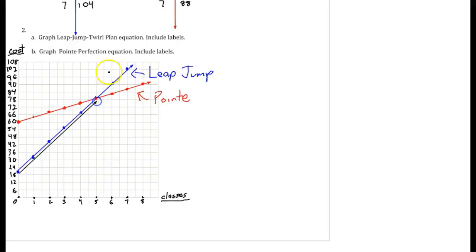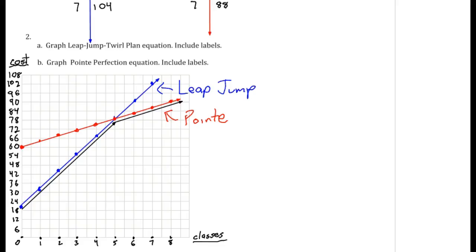Okay, so with all that information, you're really looking right here, right? That's what's cheaper, that's what's better. And then when you get to here, this is the part that's cheaper. So this is the part you would want to look at and see, yeah, Leap Jump is cheaper right here for 0 through 5 classes, right? As soon as you get to 5 classes, now the Point line is underneath, it's cheaper. So you want to go with Point after 5 classes, anything more than 5 classes. Okay, so hopefully that helps.